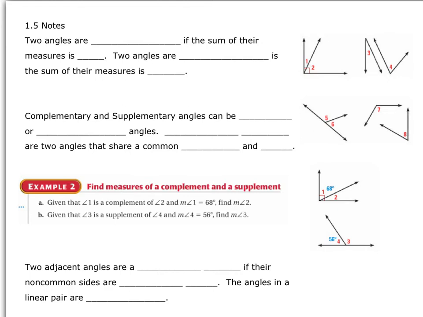1.5 notes. Today's notes are over special angles. So last time we just talked about how to construct an angle, what it was made of. Now we're going to talk about some special names of angles. And the first one is called complementary.